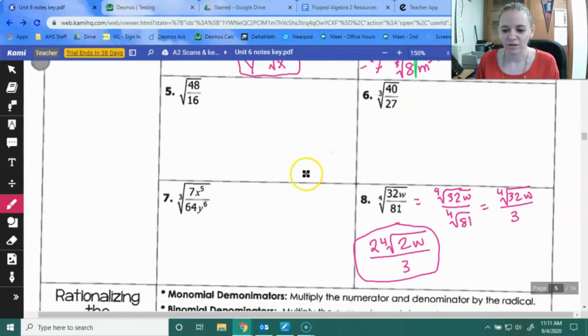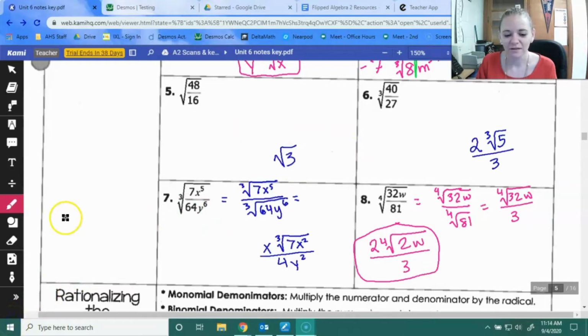All right, so I think I want to let you try these 3. So go ahead and pause the video and then press play when you are ready to see. Alrighty, here you go. Here's the answers to 5, 6, and 7. Feel free to pause the video if needed.